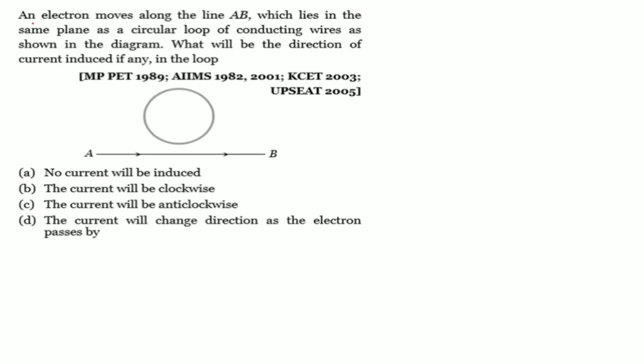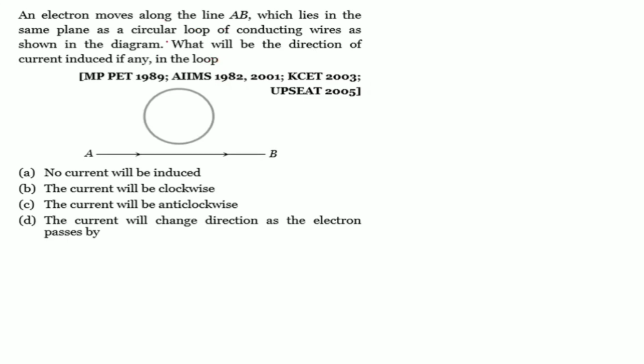Now let us begin with the first question. An electron moves along the line AB, which lies in the same plane as a circular loop of conducting wires as shown in the diagram. What will be the direction of current induced, if any, in the loop?